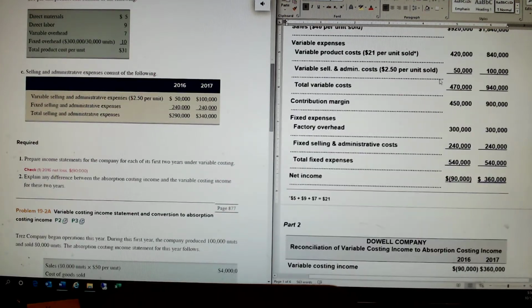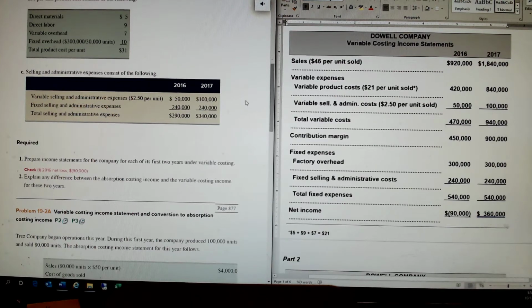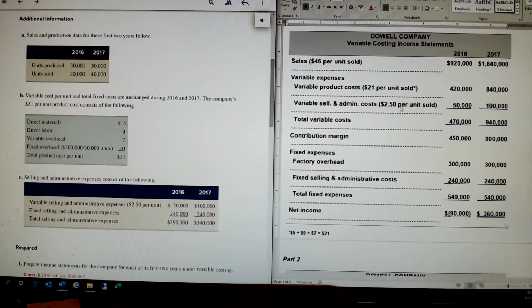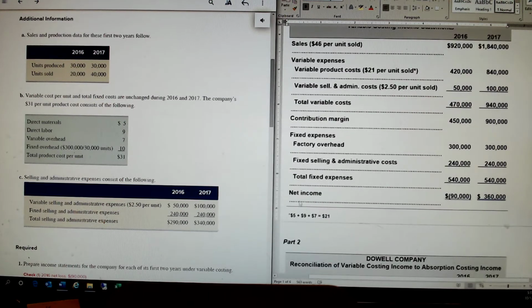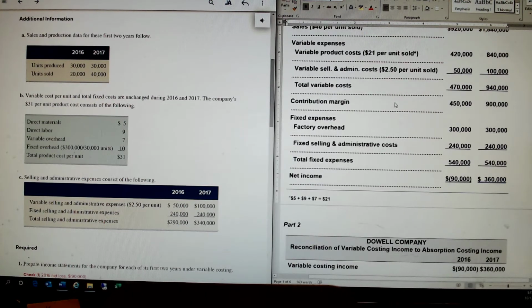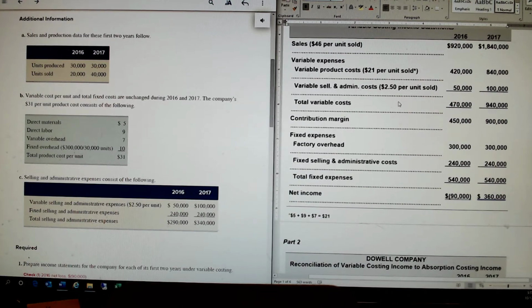So this is just an exercise of pulling the numbers together. Follow, if you have to, put these two side by side and see where they're getting their numbers. And they tell you here. We're just treating fixed factory overhead differently.